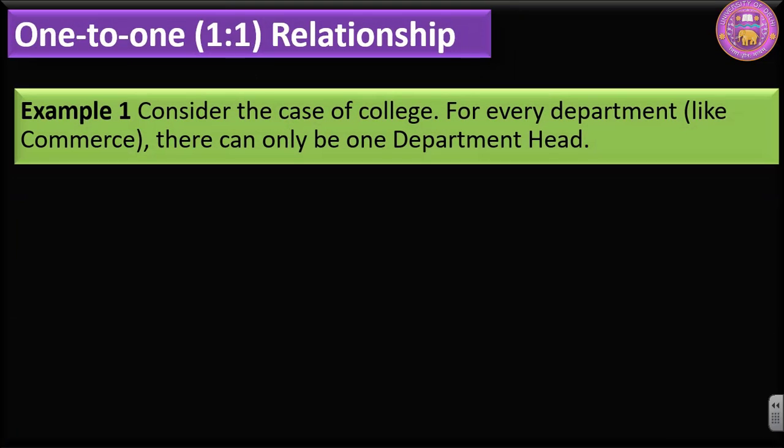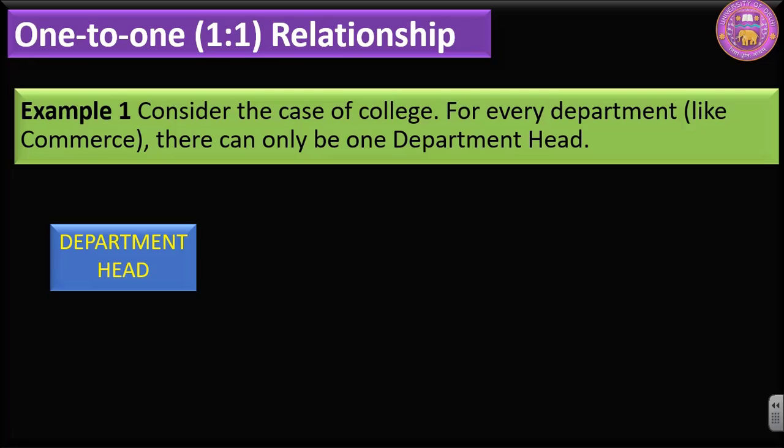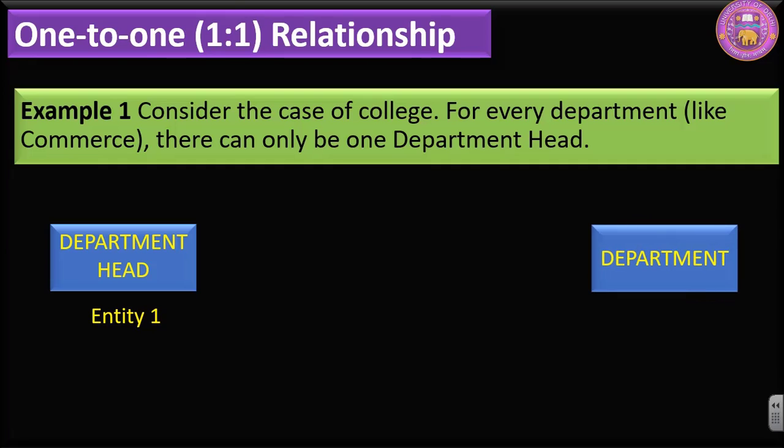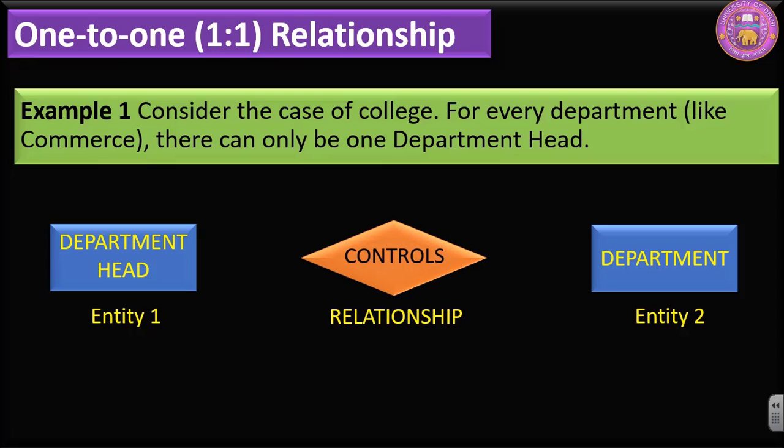Look at the example. This is example number 1. Consider the case of a college. For every department like commerce, there can only be one department head. So we have one entity as department head. This is entity 1. There is another entity that is department, and this is entity 2. We need to create a relationship between these two entities. Department head controls department, but only one department head controls one department.